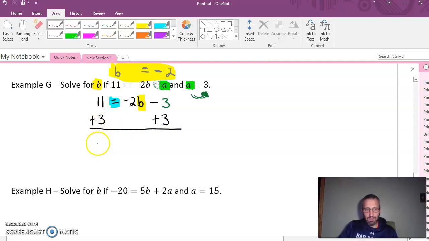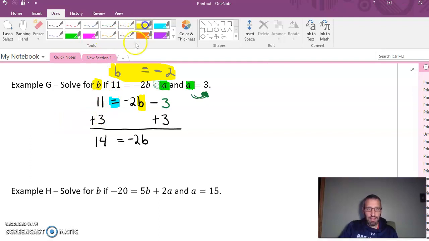What do we get? 11 and 3 on the left side over here is 14, equals, combining nothing with 2b, negative 2b. Minus 3 and positive 3, that's 0, so I don't have to put plus 0 out here. And where's my b? B's over here. So I want to inverse the negative 2 right up next to b.